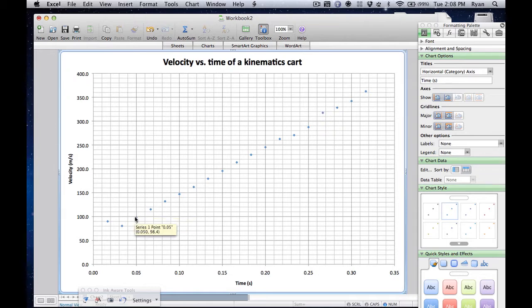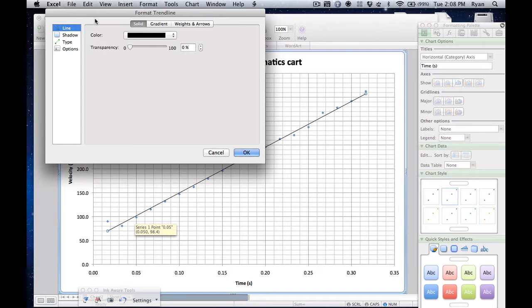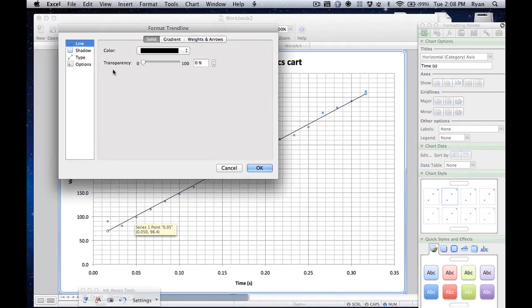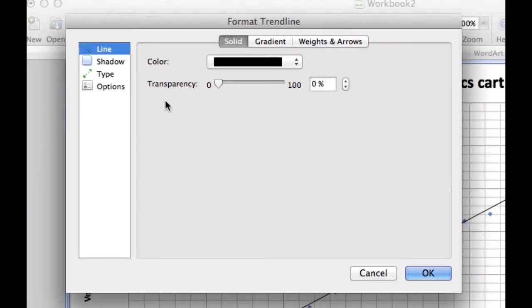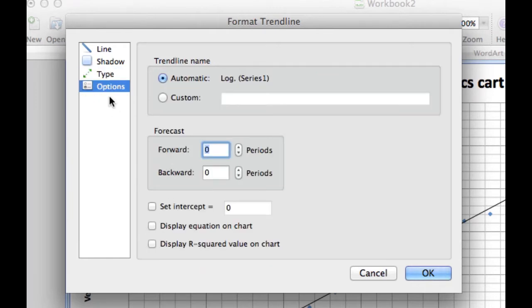So first thing we need to do is select our data points, right-click, and choose Add Trend Line. This is going to open up the Format Trend Line dialog, and there's our trend line. We can change a couple of things here. The most important things we want to adjust are the type and showing the equation. I'll show you showing the equation first here. In the options, you want to change that to display equation on chart, and usually you also want the R² value on the chart.